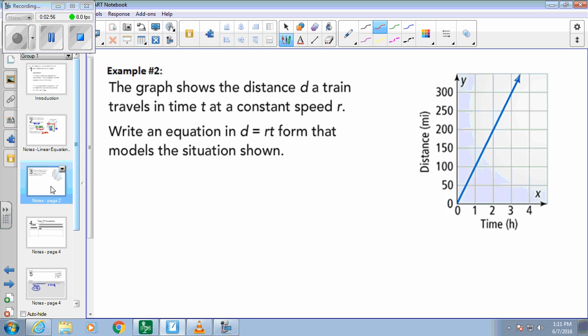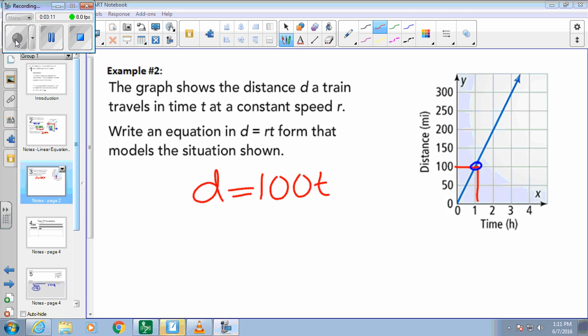This one says the graph shows the distance d a train travels in time t at a constant speed r. Write an equation in d equals rt form that models the situation shown. Go ahead, pause the video, and figure out what the equation is. Okay, hopefully you had enough time there. The answer is d equals 100t. Looking at my graph, I lined up when the time was 1 hour to 100.